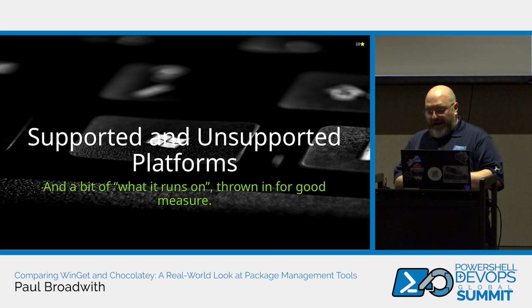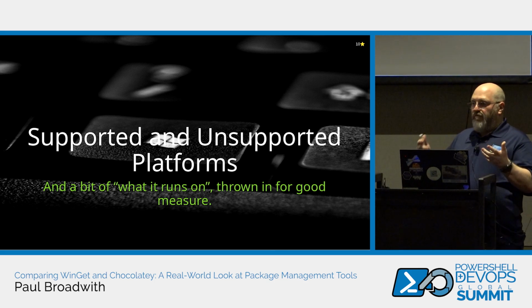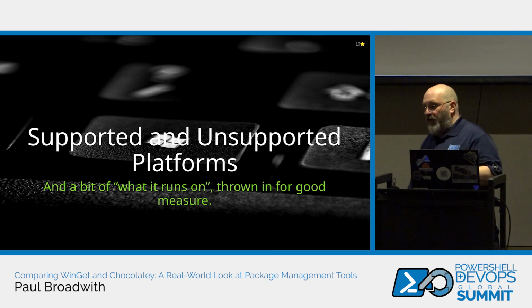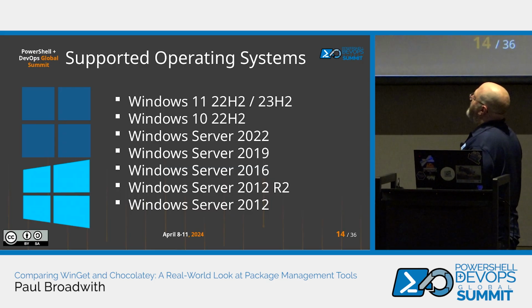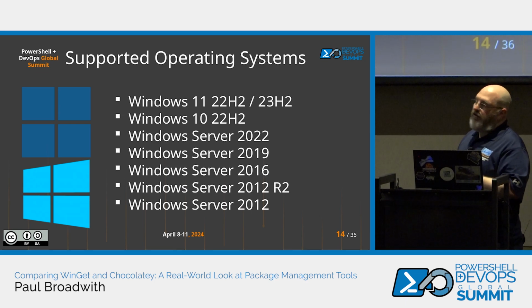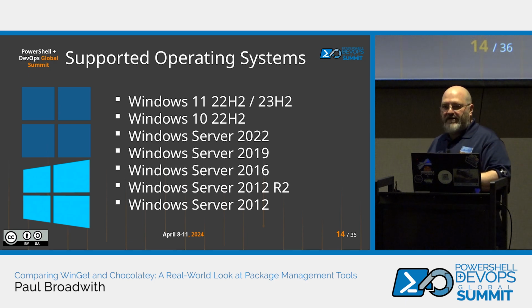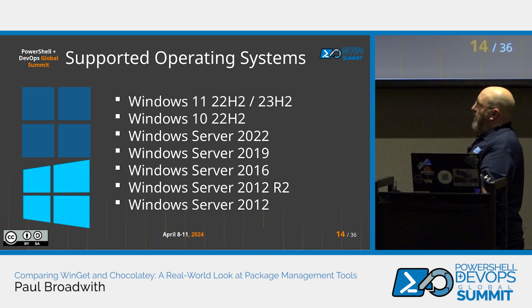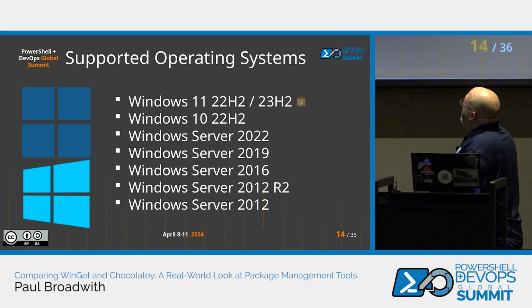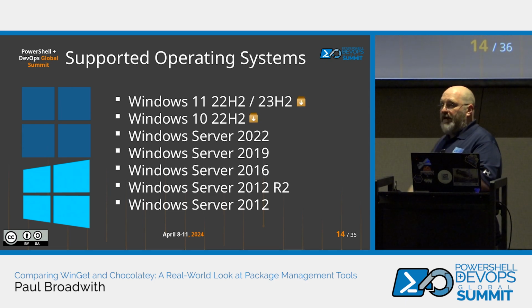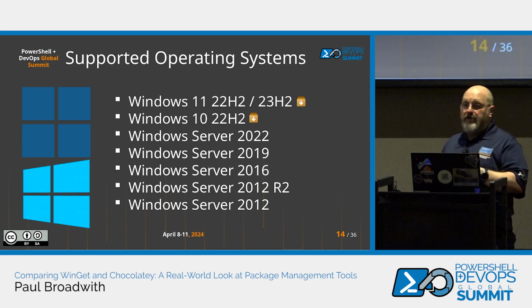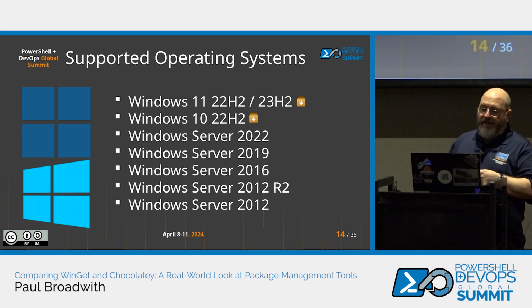So supported and unsupported platforms, what does it run on basically? What's supported for it to run on and what will it run on, but it's not really supported. So here we're looking at what Microsoft currently support for client and server-based operating systems. That is within their life cycle at the moment. Now WinGet will only run on Windows 11 22H2, 23H2 and Windows 10 22H2. There is no 23H2 for Windows 10, which is why that's not listed there.